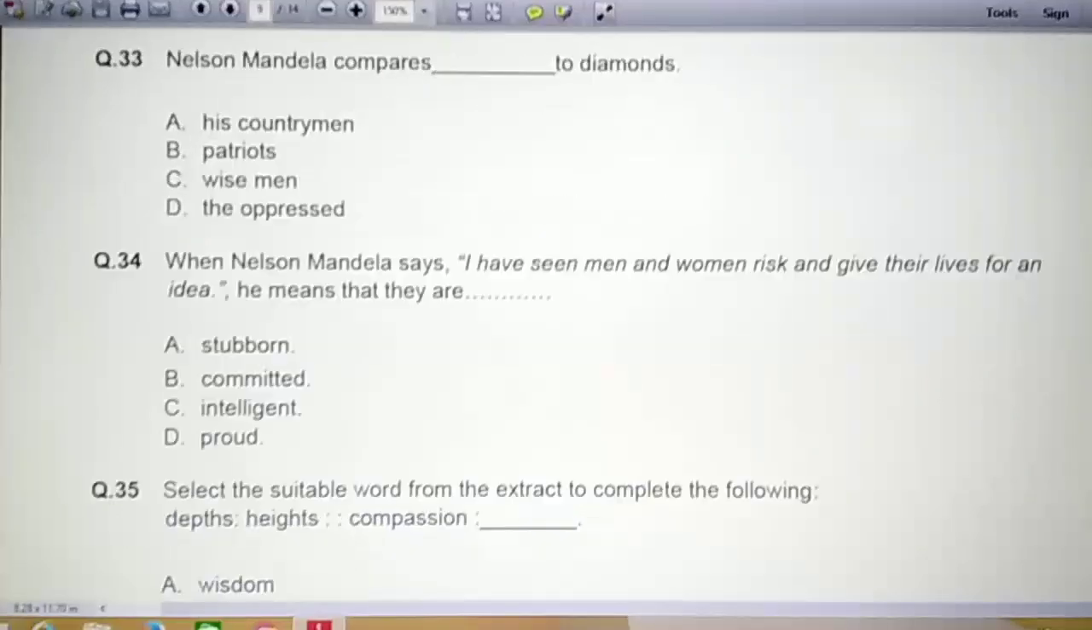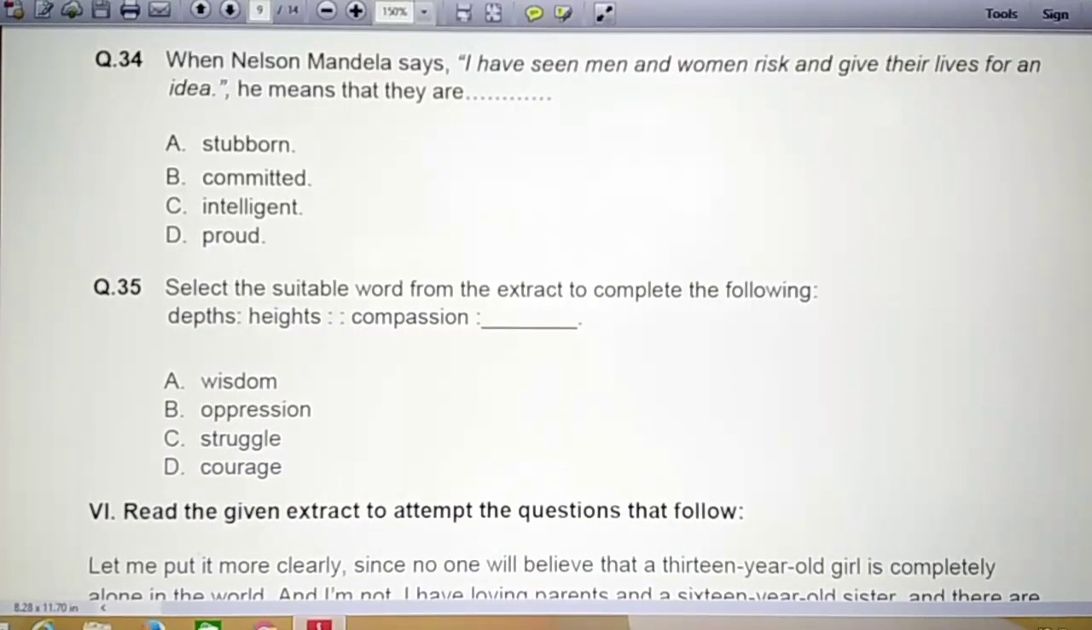Here comes question number 33. Nelson Mandela compares dash to diamonds. The right option will be his countrymen, option A. Question number 34. When Nelson Mandela says, I have seen men and women risk and give their lives for an idea, he meant that they are. So the right option will be B.